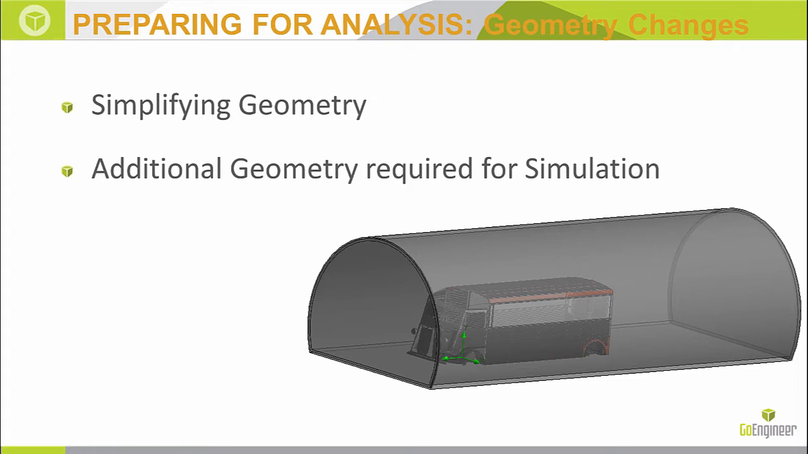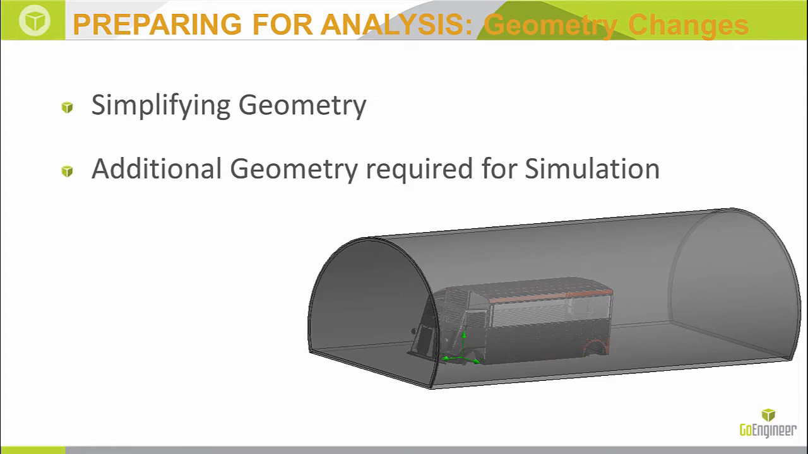So if there are some fillets that don't actually affect the flow, or there are nuts and bolts, you can potentially create another configuration to have one just for analysis so that your model is a slightly simplified version and you can save time on the analysis. Sometimes it might be necessary to add geometry to mimic the flow condition.